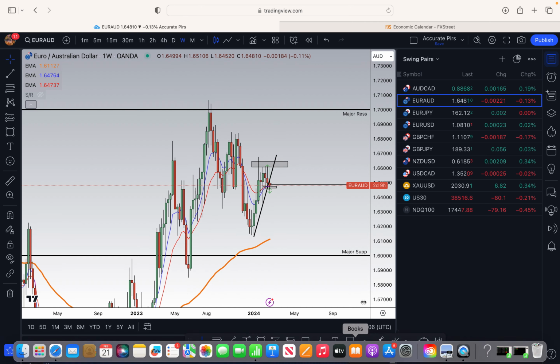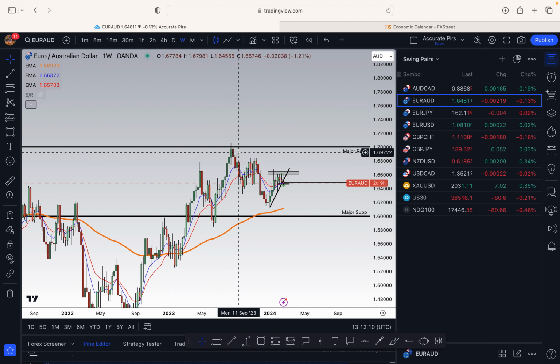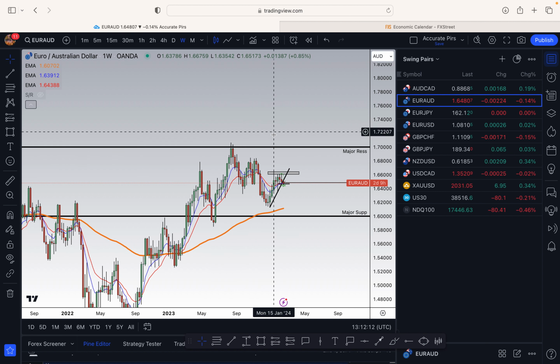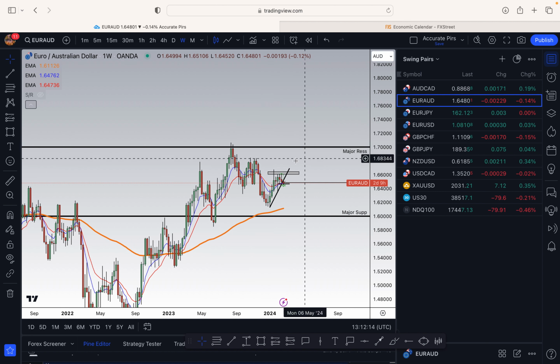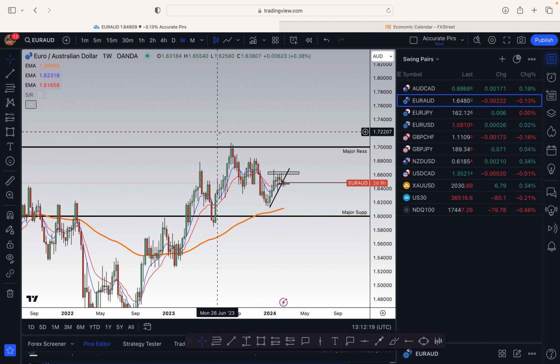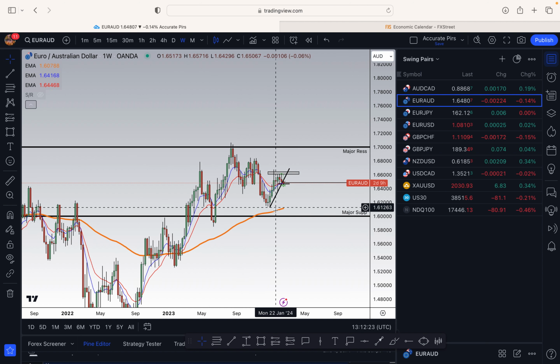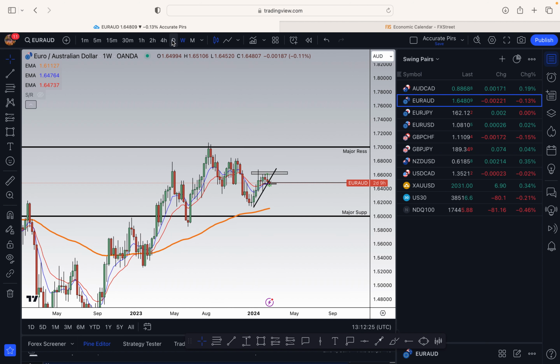So we're looking at a weekly. I do feel like UAD is in an uptrend, even though we failed to make a new high. You see, it failed to take out these highs here, and it made a lower low. So UAD is in a very tricky situation right now.